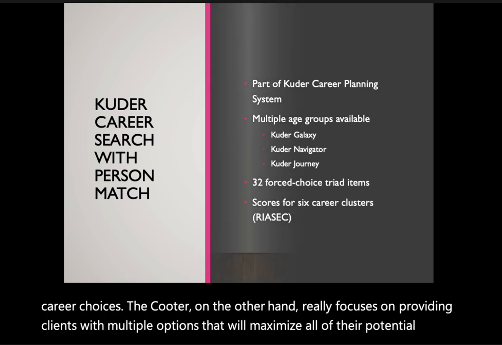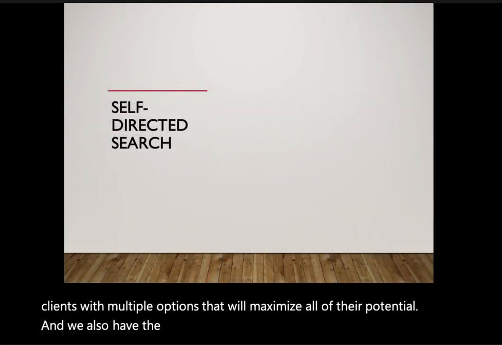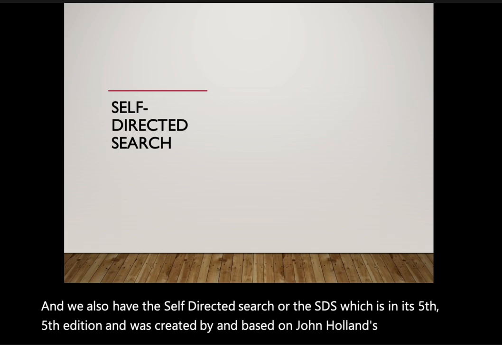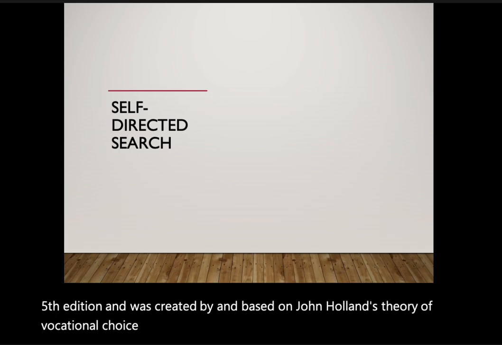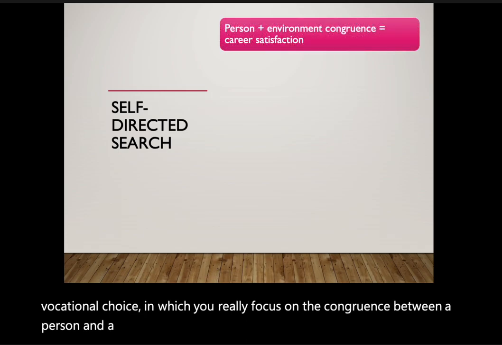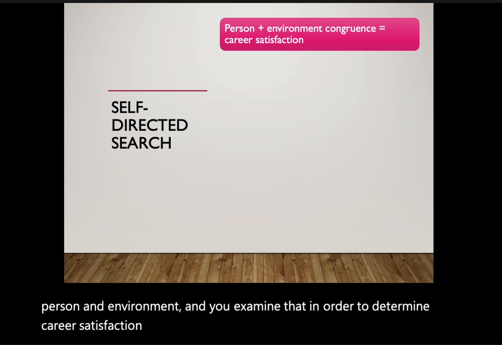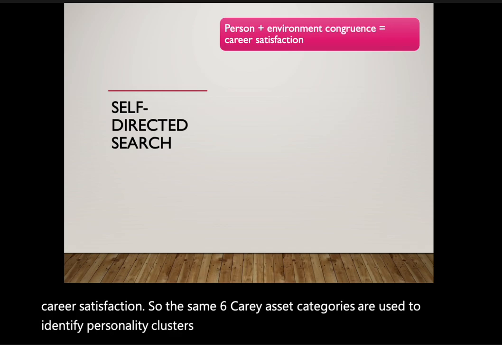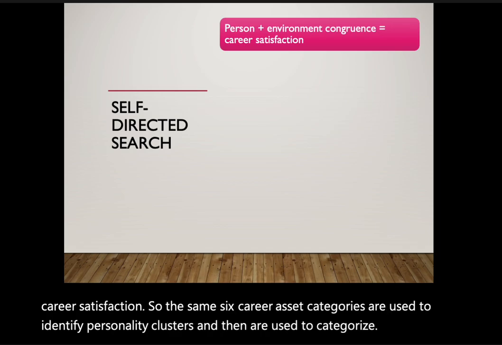potential. And we also have the Self-Directed Search, or the SDS, which is in its fifth edition and was created by and based on John Holland's theory of vocational choice, in which you really focus on the congruence between a person and environment. And you examine that in order to determine career satisfaction. So the same 6 RIASEC categories are used to identify personality clusters and then are used to categorize occupational environments.